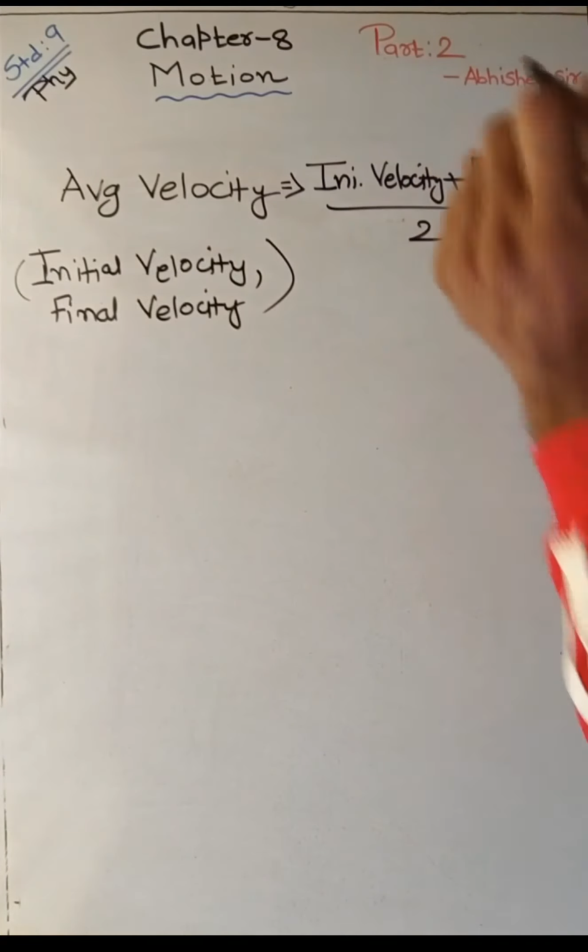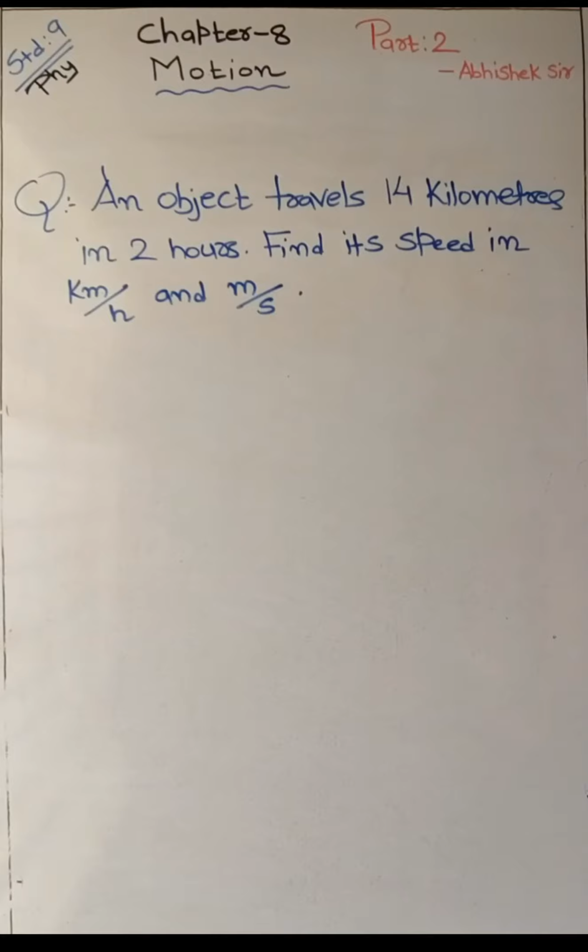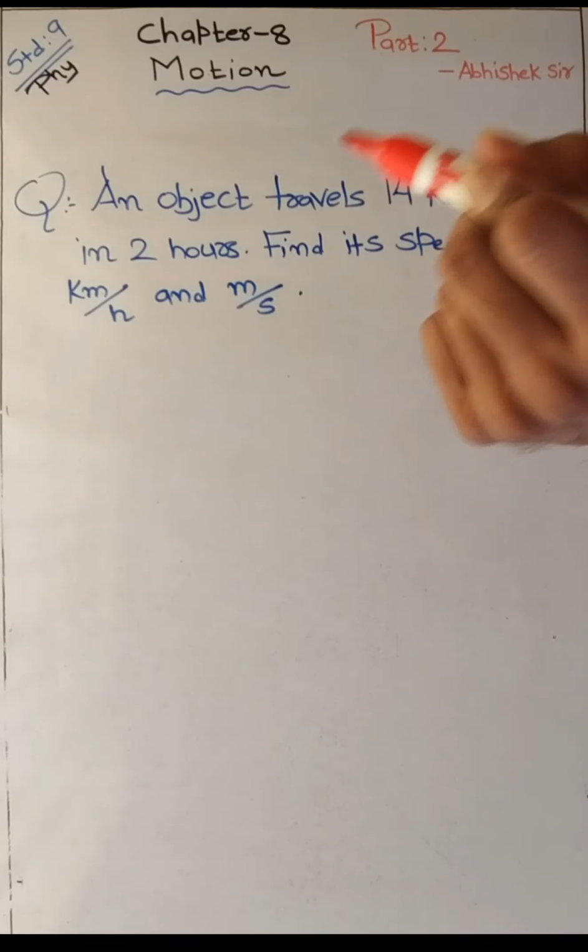So this will give the average velocity, right? We have another formula for finding average velocity as well, and that is initial velocity plus final velocity upon 2. Now let us understand the concept of measuring speed and velocity by a very easy example. We are solving a numerical in which the question is: an object travels 14 kilometers in 2 hours. Find its speed in kilometer per hour and meter per second.